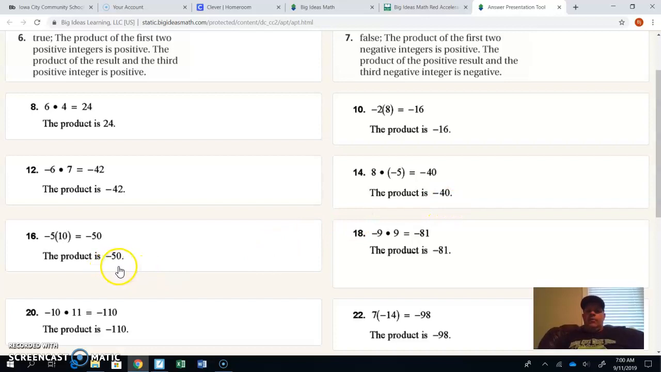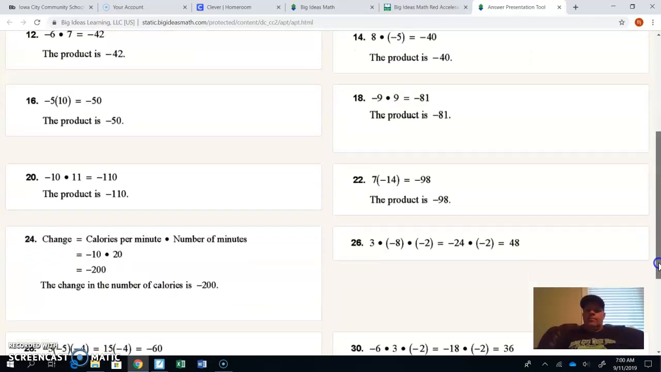16 is negative 50. 18 is negative 81. 20 is negative 110. 22 is negative 98.